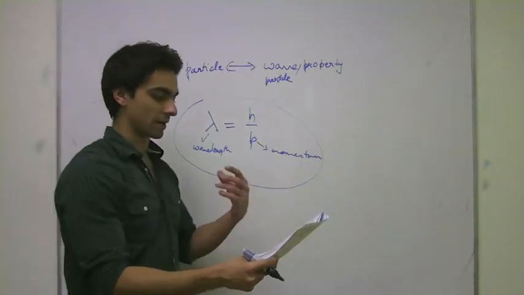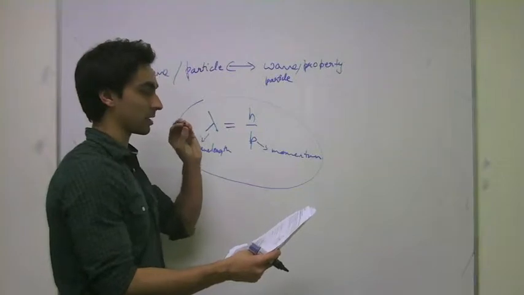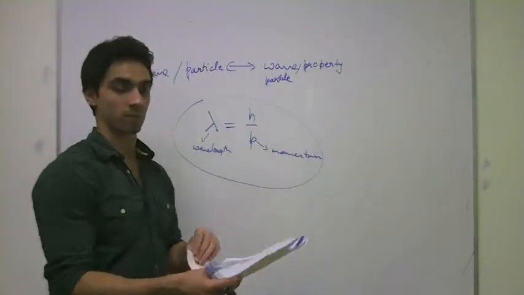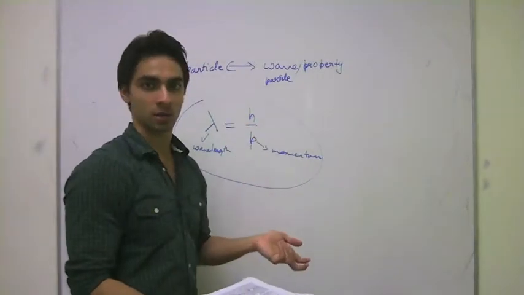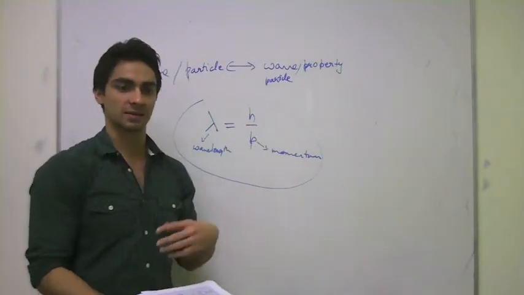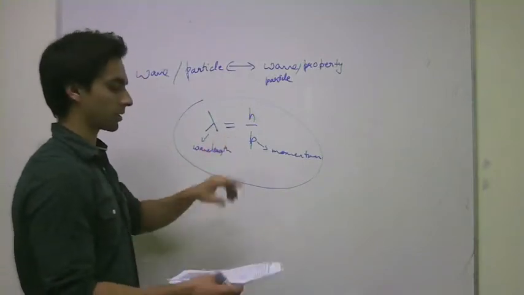Now 13.1.6 is outlining an experiment where a diffraction pattern was created from electrons, which are traditionally considered as particles. So we know that electrons have mass, and yet they could produce a diffraction pattern because of the wave particle duality.